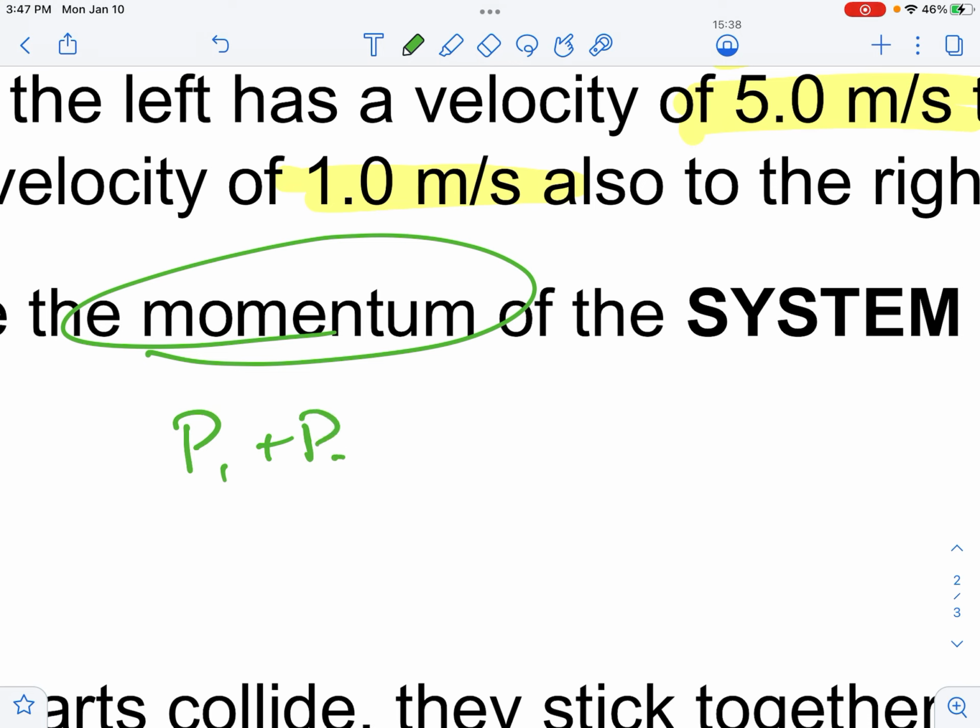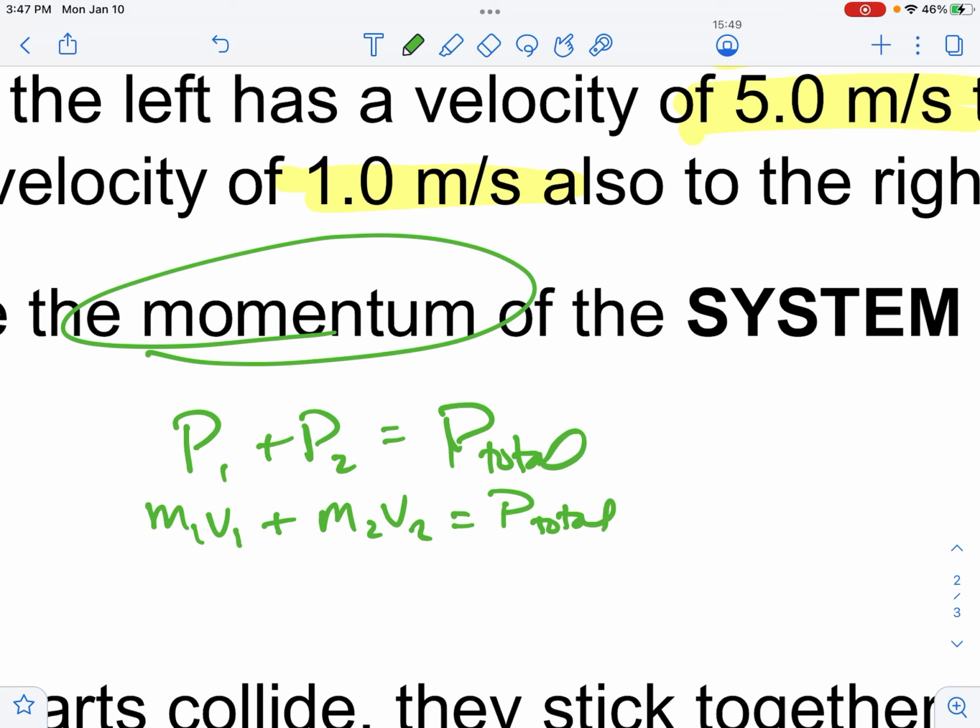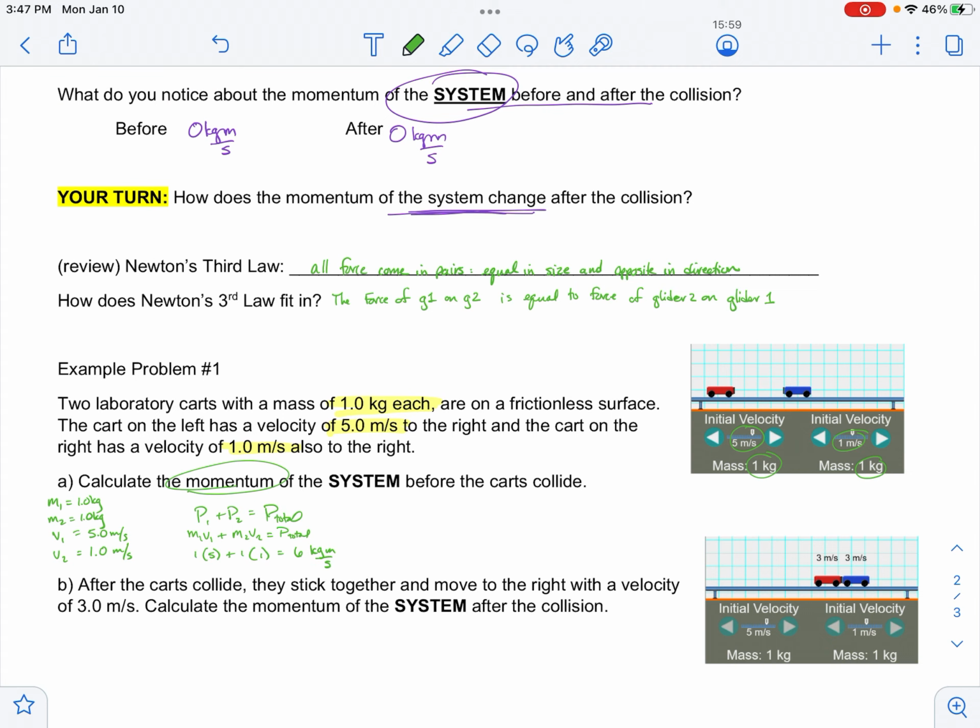So P1 plus P2 is going to give us the total momentum. And if I have M1V1 plus M2V2, that gives me the total. So I'm going to have 1 times 5 plus 1 times 1. That's going to give me 6 kilogram meters per second, right? Check my math. I think I did that right.